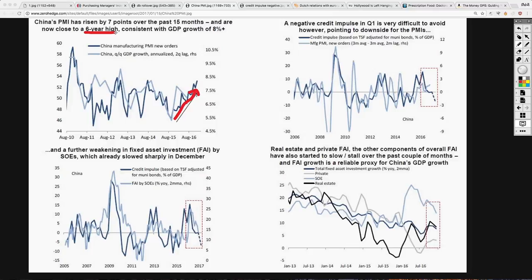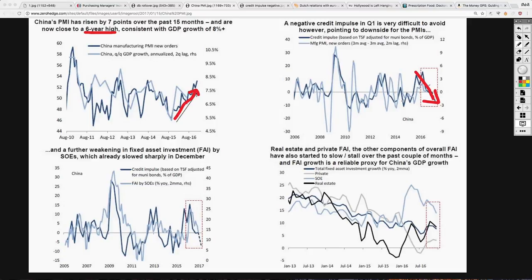Obviously, just with any economy, for example, the manufacturing sector might be doing well because those are exports. But then on the import side of things, domestic consumption may be suffering. You need to understand, there's multiple sides to anything. And then top right one, a negative credit impulse in Q1 is very difficult to avoid, however, pointing to the downside for the PMIs. And I just showed you that.